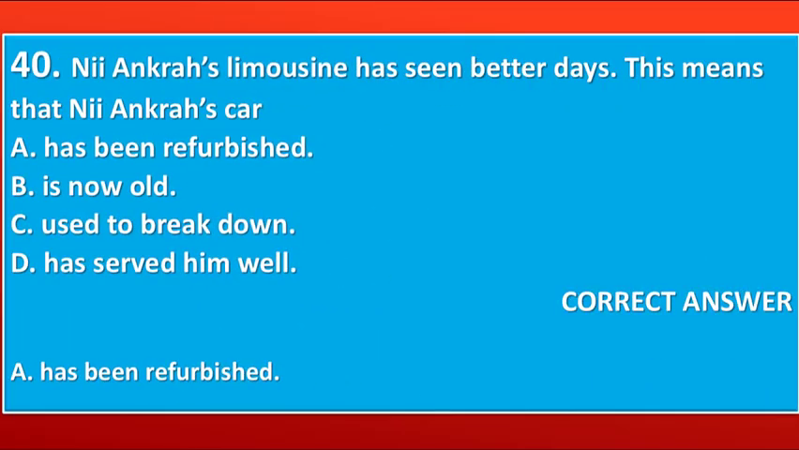Question 40. Nee Anker's limousine has seen better days. This means that Nee Anker's car A. has been refurbished. B. is now old. C. used to break down. D. has served him well. The correct answer to this question is A.